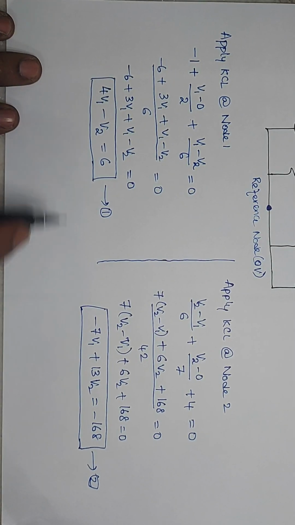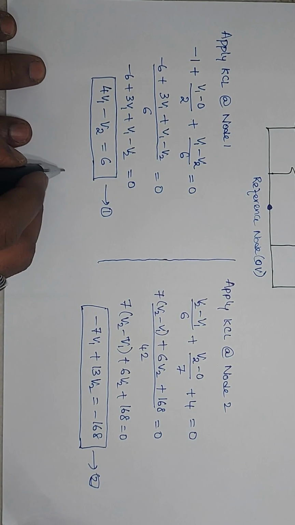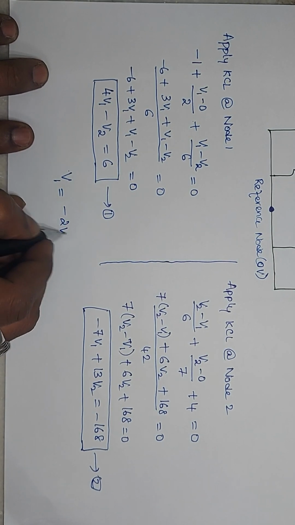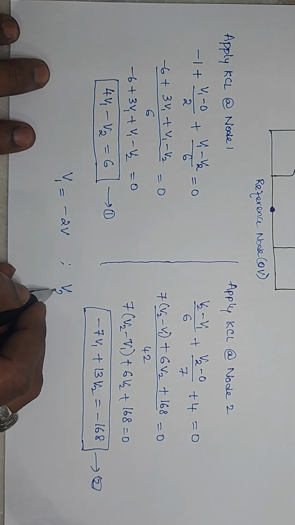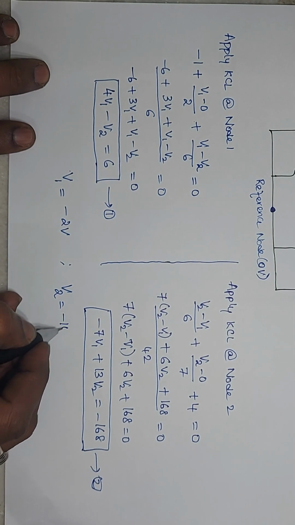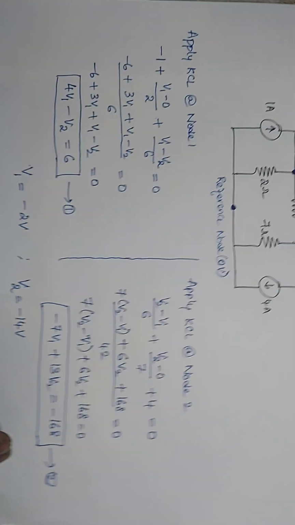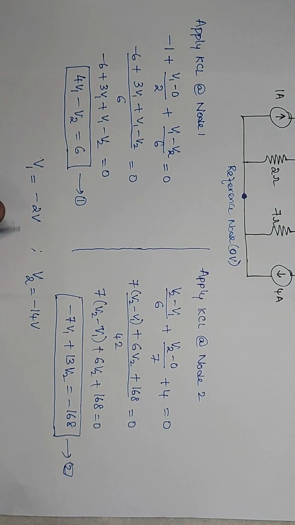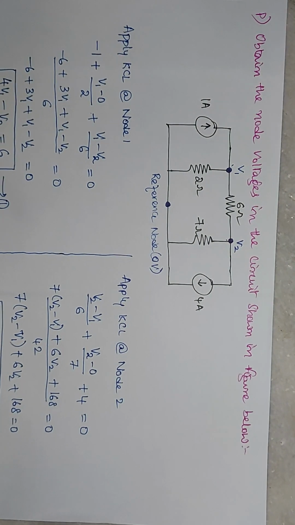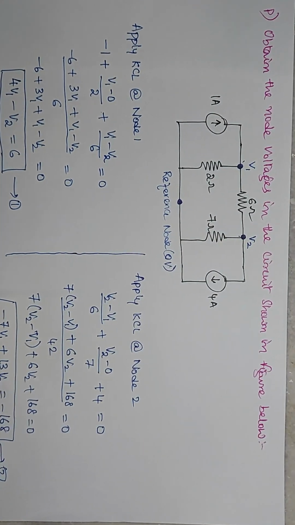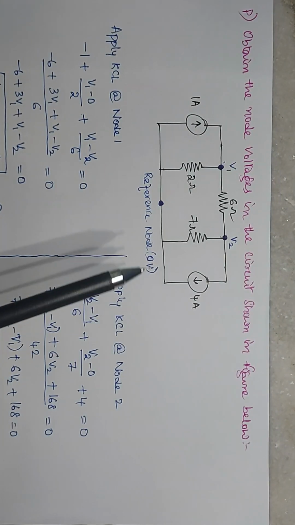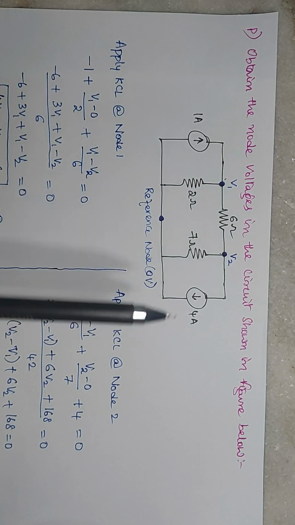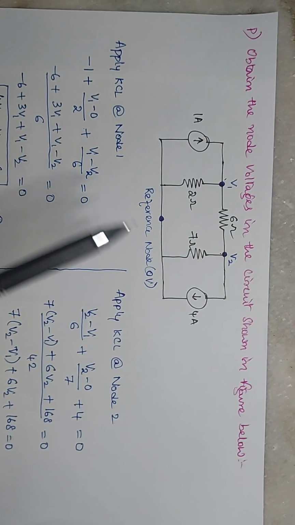Now simplifying these two equations, we get V1 equal to minus 2 volts, and V2 equal to minus 14 volts. Clear? Okay, this is about this problem: obtain the node voltages. So V1 and V2 are obtained like this. In the next video we will discuss another problem, where both independent and dependent current sources are given, and how to proceed. Okay, thank you.